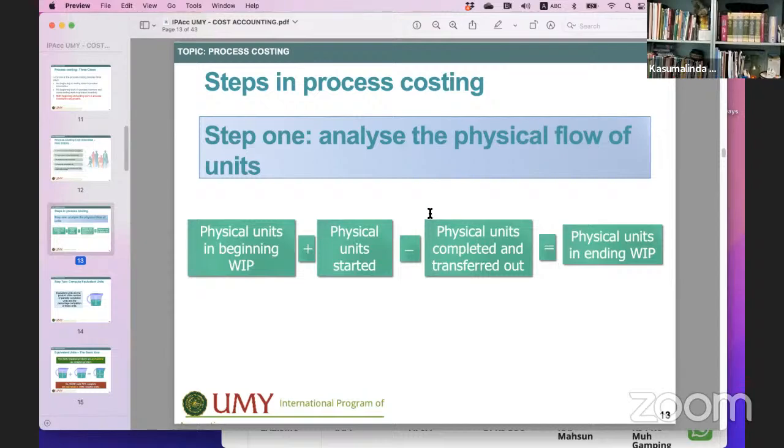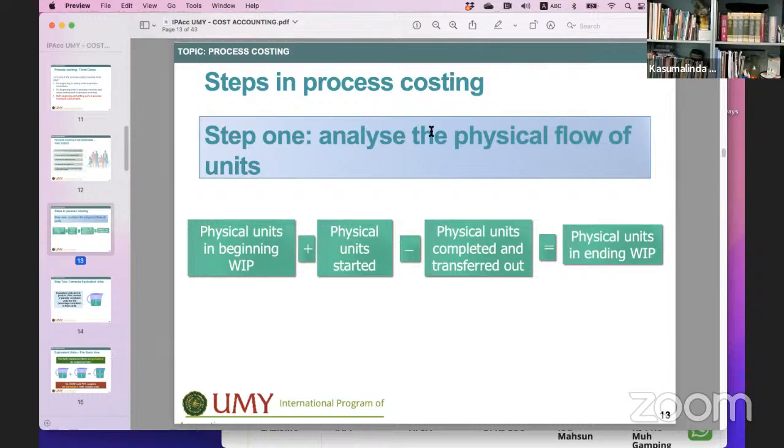Because the second department, as I explained just now, will receive all costs from the first department first, then only they can process in their department, and they will incur their own costs. Then they will accumulate all costs, barulah they can calculate the product cost for the completed product. But now kita akan tengok, we will see the first department first.